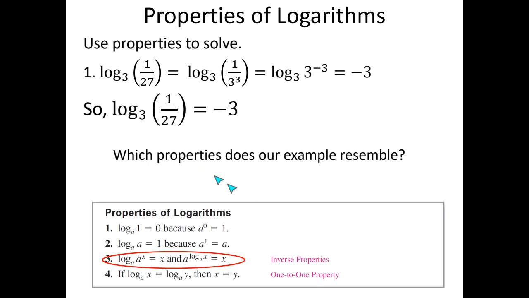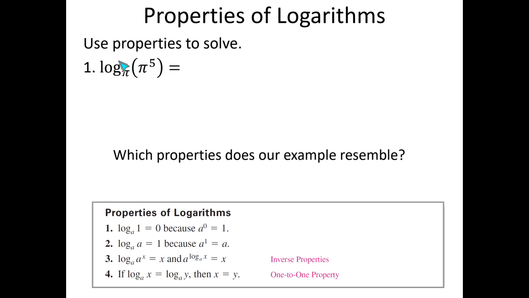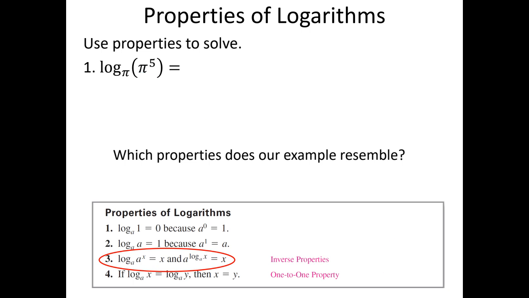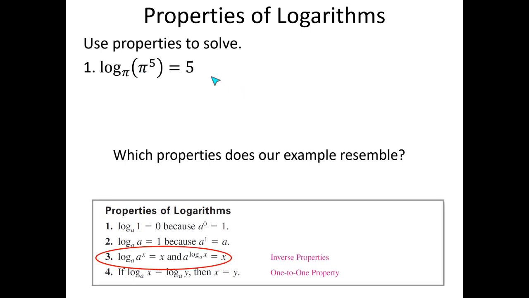Okay, so now if we go to the next problem, we have log base pi of pi to the 5th power. So again, your base is pi, and the base here is pi. So again, property number 3 is going to be the one that we can use. And so that tells me that if these two are the same, then my answer is going to be the exponent, which is 5.